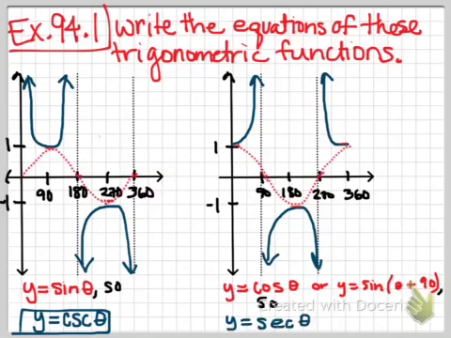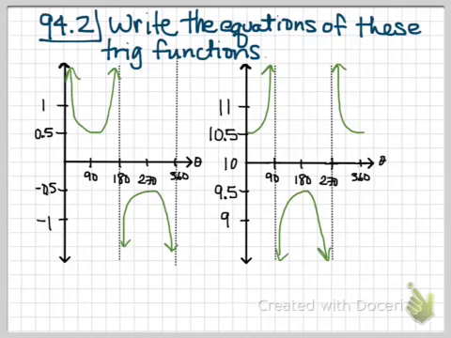So your solution is going to be secant theta or cosecant of theta plus 90 degrees. Again, cosine theta and secant theta are inverses, and sine of theta plus 90 and cosecant of theta plus 90 are inverses of each other. So let's look at the next one.